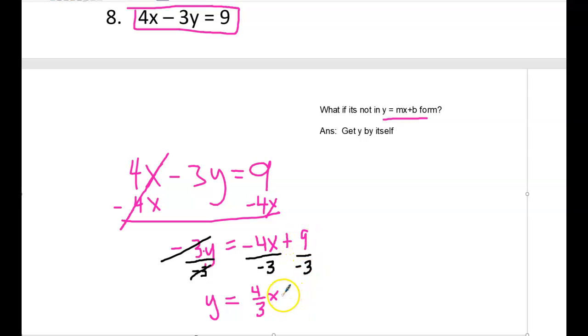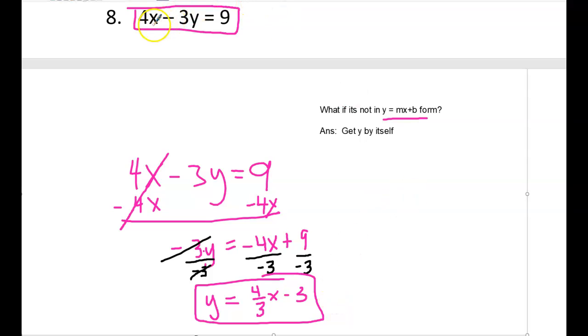And then 9 divided by negative 3 is negative 3. Now it's in slope-intercept form. I'm not actually going to graph this one, though. We could start at negative 3, then you rise 4, run 3. But I'm just going to leave it like this. So the point is, get the y by itself.